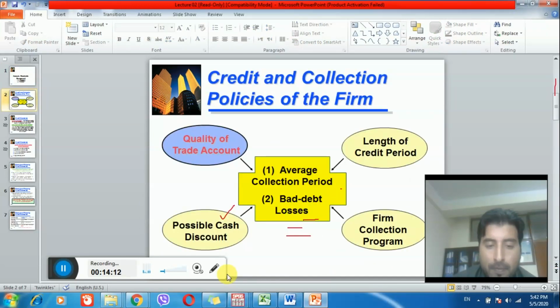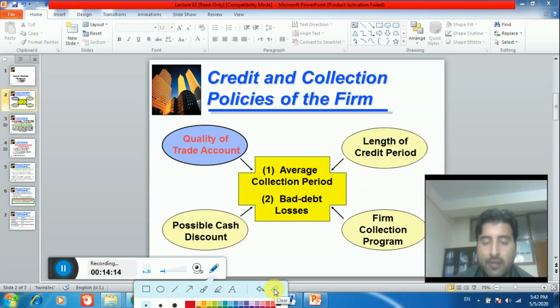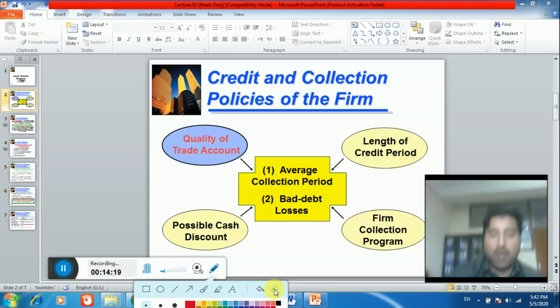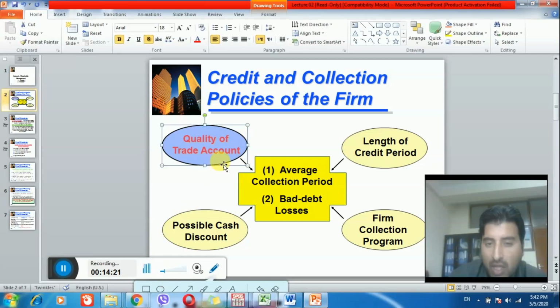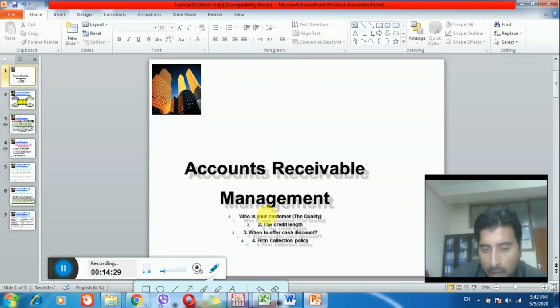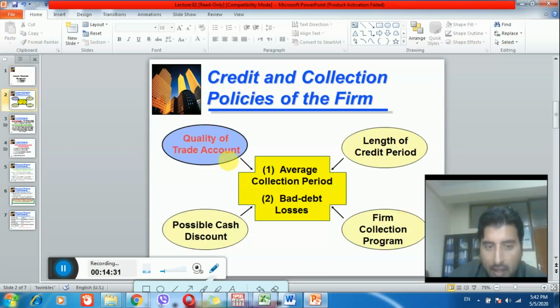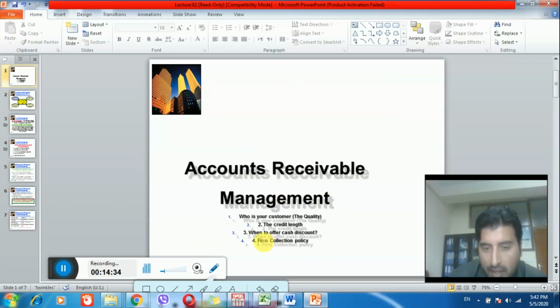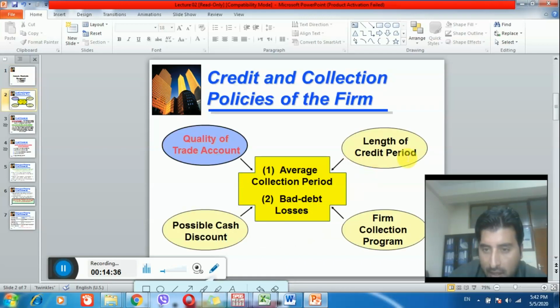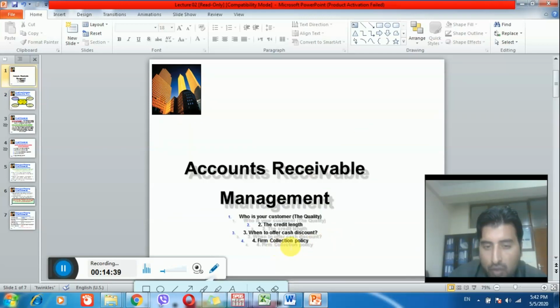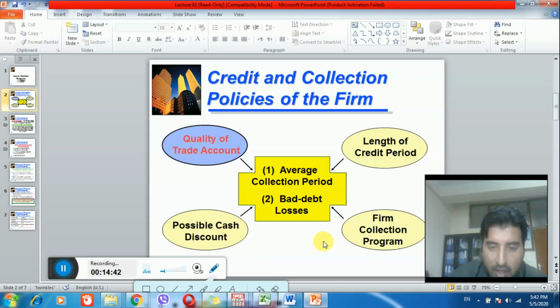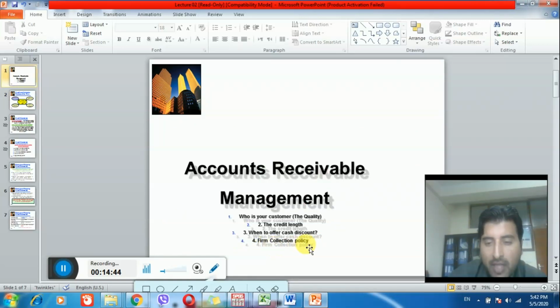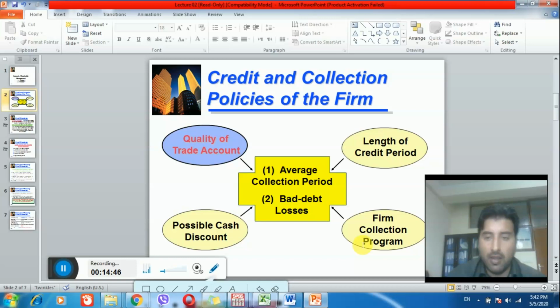Again, we have four things here. Quality of trade account. In the previous slide we talked about four things, right? So these are the four things. Look, who are your customers? It's the quality of trade account. And the credit length is the length of the credit period. And also we have when to offer cash discount, which is the third one. And the fourth one is firm collection policy, and that is here.